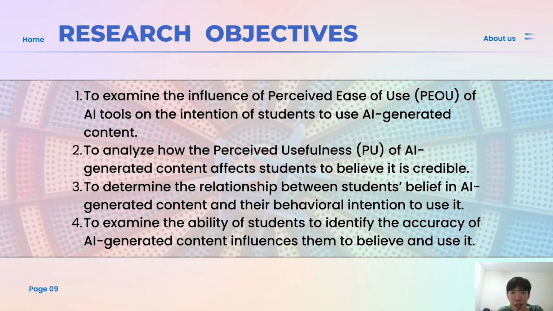So for the objectives, we need to examine the influence of PEOU of AI tools on the intention of students to use AI-generated content, and to analyze how the perceived usefulness of AI-generated content affects the student, and to determine the relationship between student belief in AI-generated content and their behavior intention to use it. And the last is to examine how the ability of students to identify the accuracy of AI-generated content influences them to believe and use it.